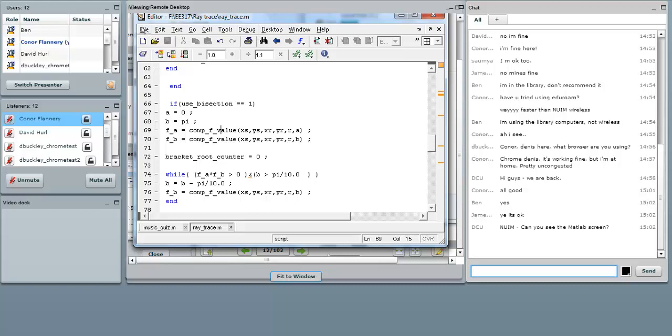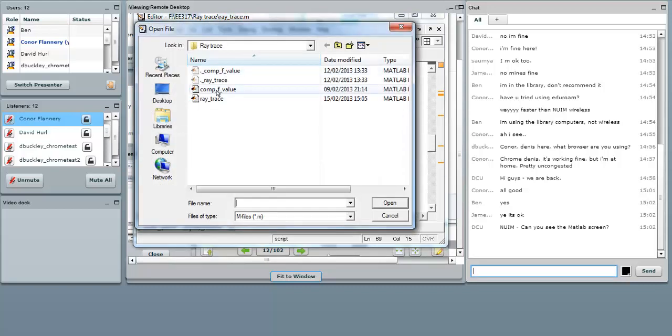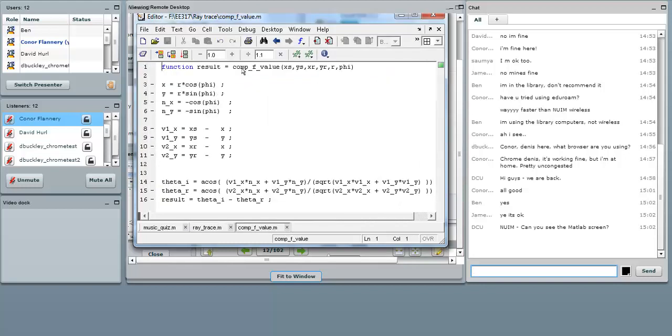Let's have a quick look at comp F value just to reassure ourselves that it does what that slide says. It reads in all these numbers. It makes the XY location on the semicircle: cosine phi gives us the X location on the semicircle, sine phi gives us the Y location on the semicircle. We work out the normal. We need to know the normal to get the dot product. X coordinate of the normal, Y coordinate of the normal.